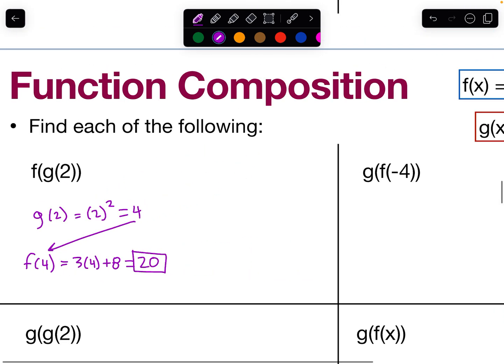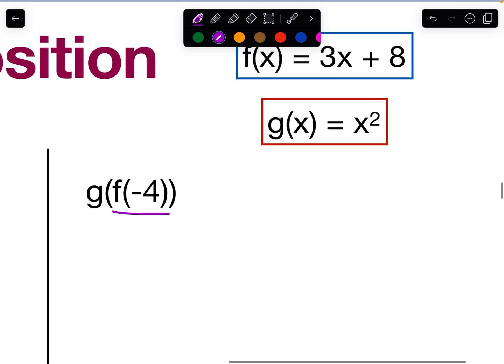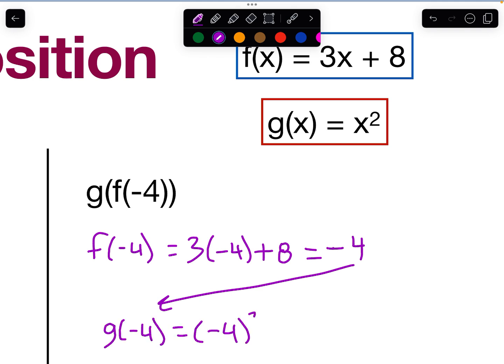Let's try another one where the order is reversed. Here's g of f of negative 4. We're going to find f of negative 4 first. When we plug negative 4 into f, that's 3 times negative 4 plus 8. When you crunch all that, you'll get negative 4. Now, negative 4 becomes the input for this next function in line, g. So now we find g of negative 4. That's negative 4 squared using our rule for g, which is positive 16. Be careful with your negative there. Negative 4, when you square it, when you multiply it times itself, will give you positive 16.